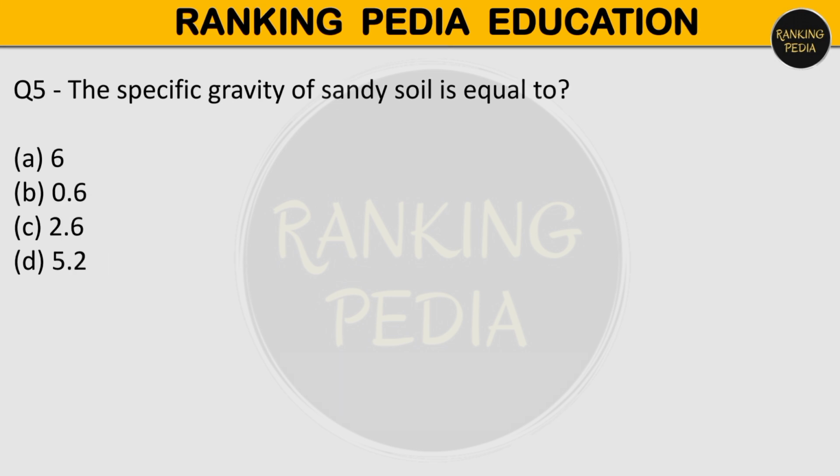Next question is, the specific gravity of sandy soil is equal to, your options are 6, 0.6, 2.6 or 5.2. So the specific gravity of sandy soil is 2.6. You have to remember the range, that is from 2.65 to 2.67. So the correct answer is option C, that is 2.6.